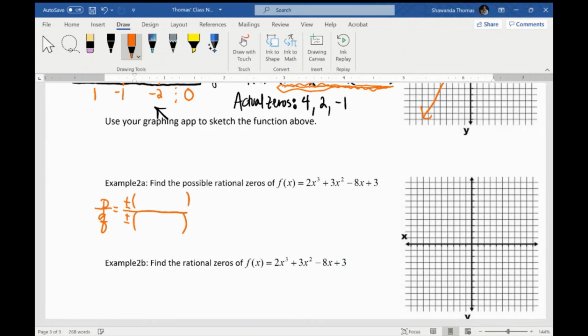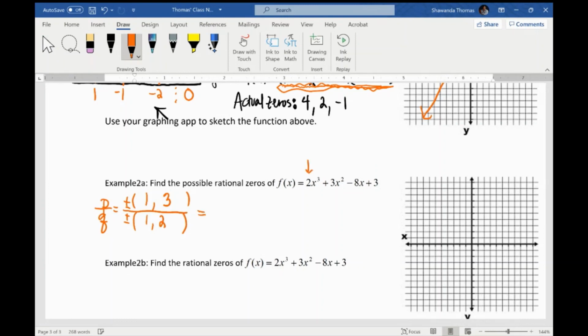All right, let's see if you are right. So P would be the factors of the constant. What is the constant term here? 3. So did you put plus or minus 1 and plus or minus 3 for the top part? Yes. For Q, plus or minus what? 1 and 2, because we're looking for factors of the leading coefficient, which is 2.